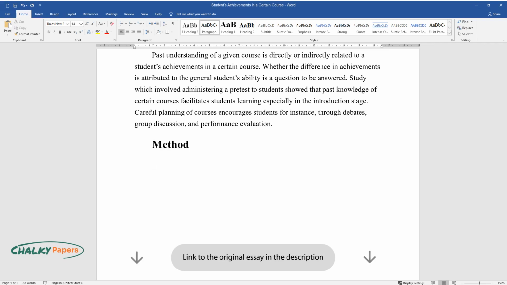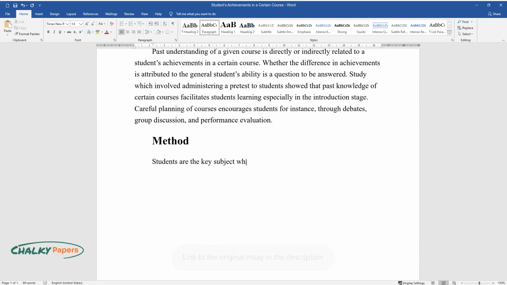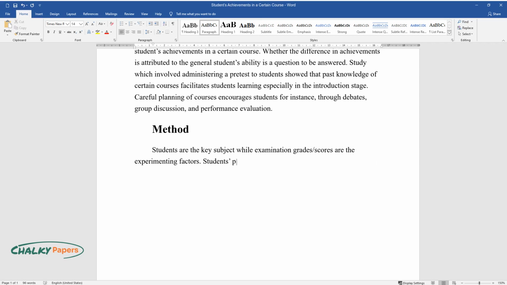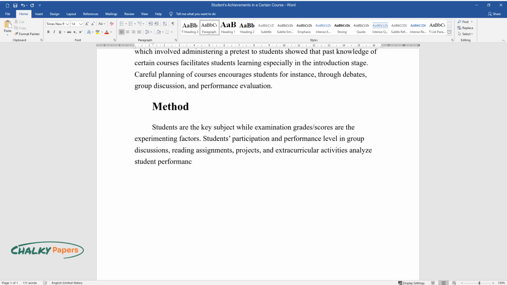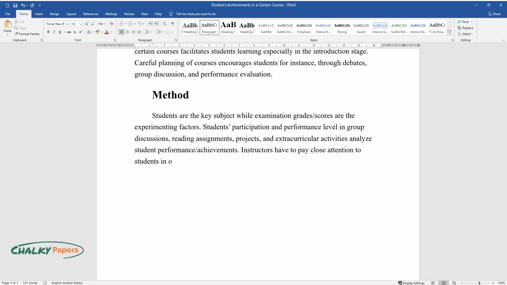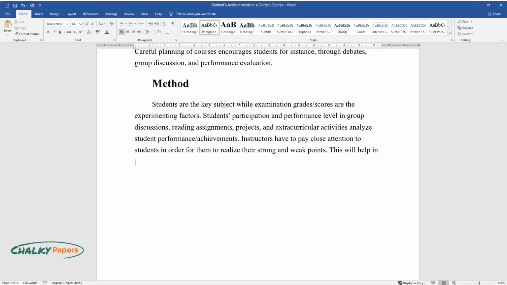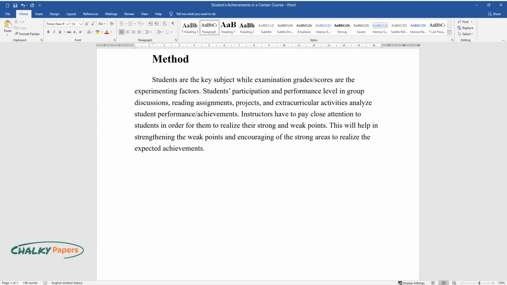Method. Students are the key subject while examination grades/scores are the experimenting factors. Students' participation and performance level in group discussions, reading assignments, projects, and extracurricular activities analyze student performance/achievements. Instructors have to pay close attention to students in order for them to realize their strong and weak points. This will help in strengthening the weak points and encouraging the strong areas to realize the expected achievements.